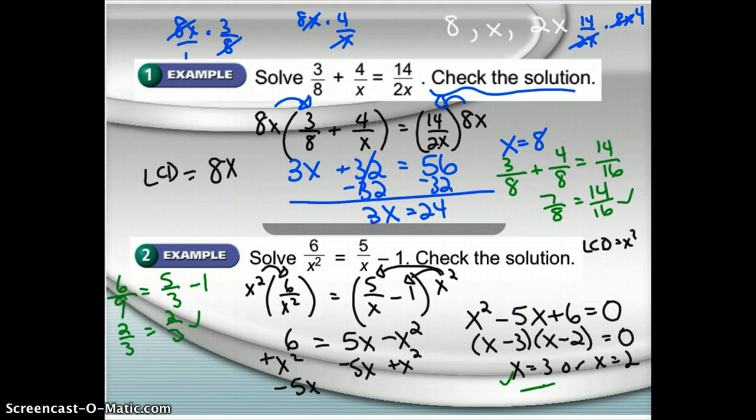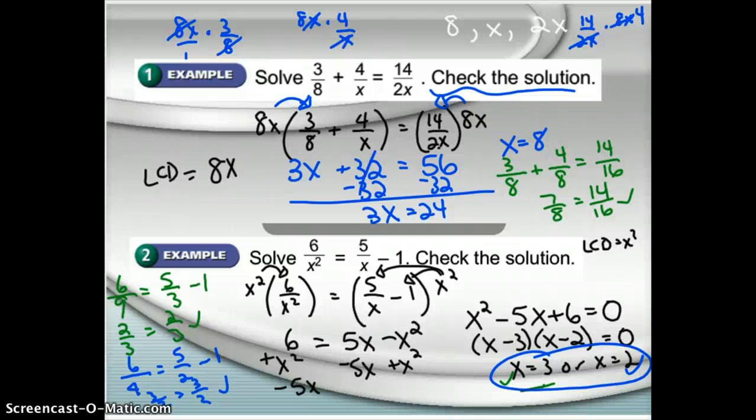Okay, let's check 2. So this time I think 6 over 2 squared, which is 4. Does that really equal 5 over 2 minus 1? So that's going to be 3 halves. 5 halves minus 1 is 3 halves, or 1 1/2. So yes, that as well checks out. So both of these solutions work, x equals 3 or x equals 2. They're both true to this solution.